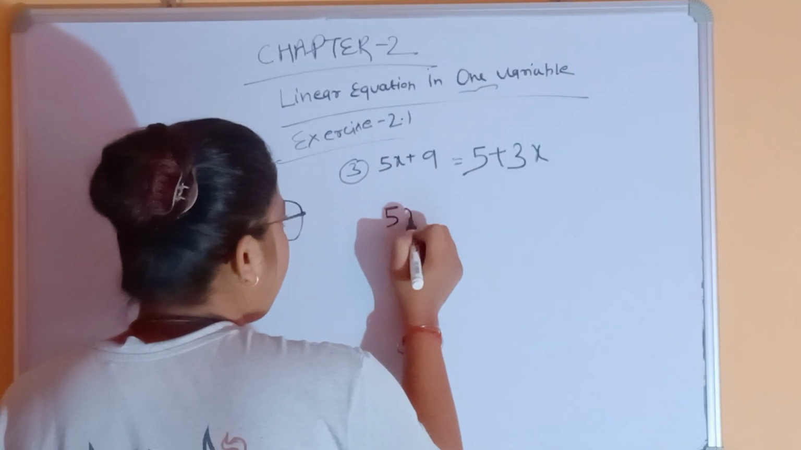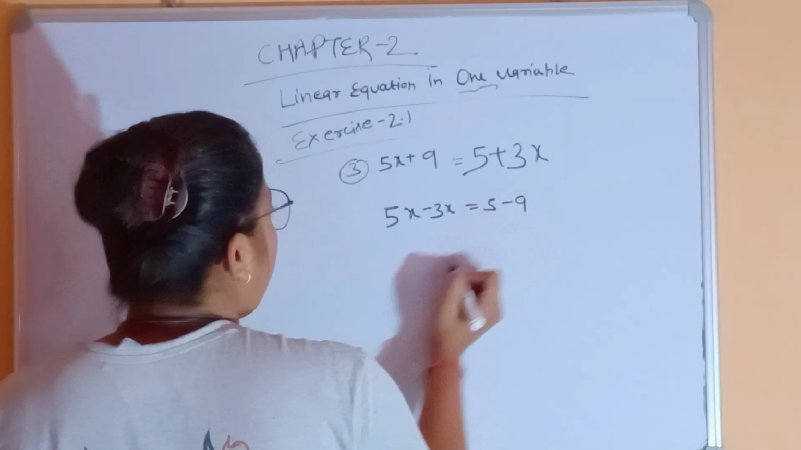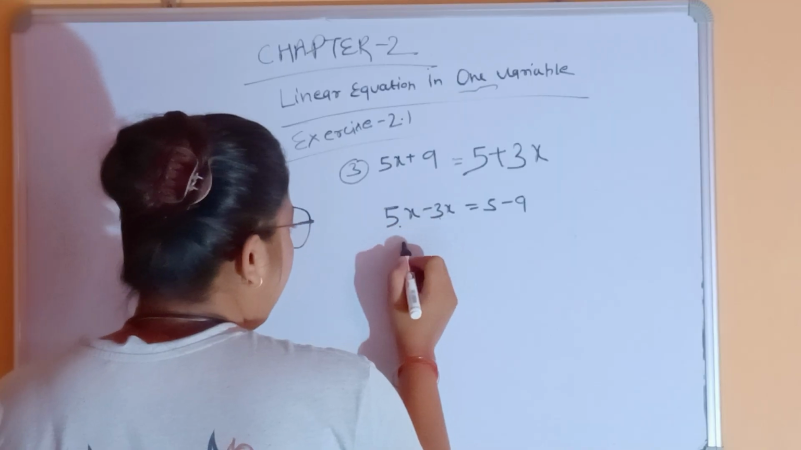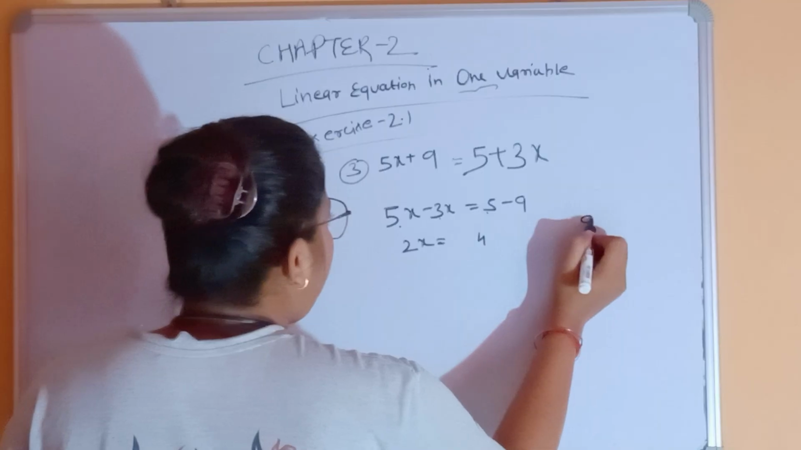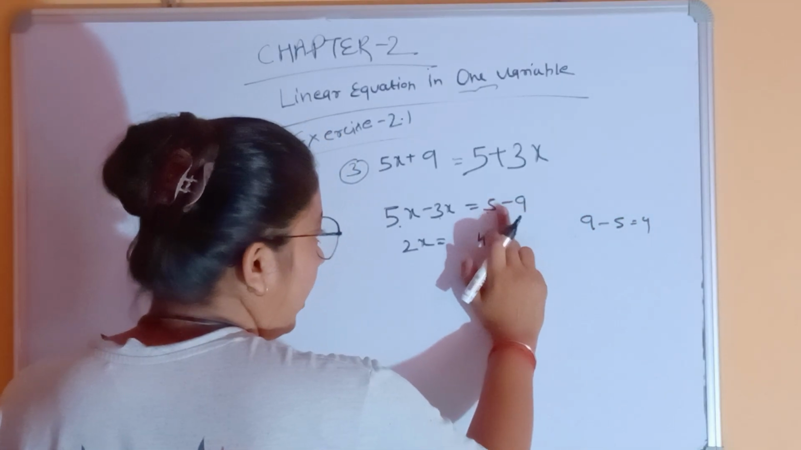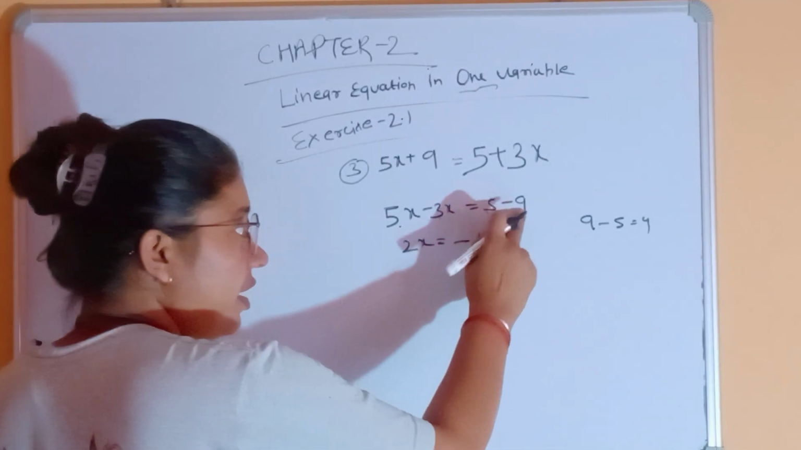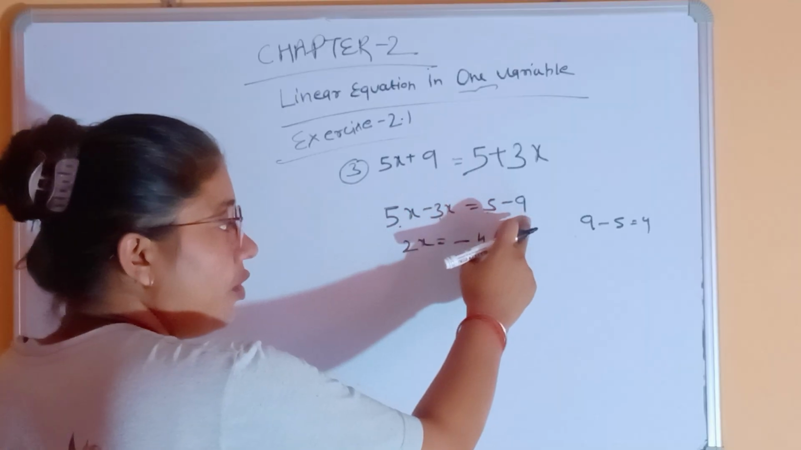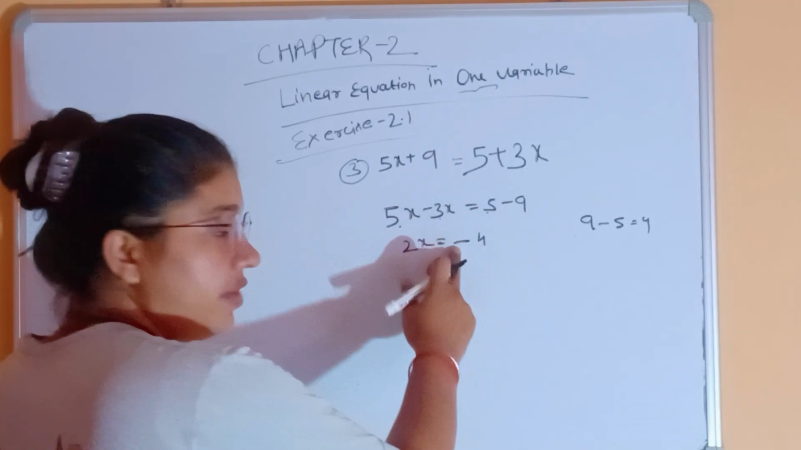So 5x minus 3x here, and 5 minus 9 in one place here. 5x minus 3x is equal to 2x. 5 minus 9 is 4. Okay, here we take minus 9. The sign here is minus 4 because 9 is greater than 5. So the sign at the front of 9 is negative, so here we take negative.